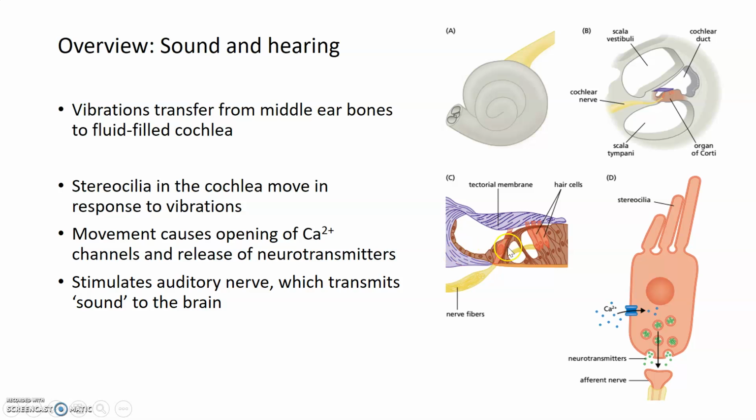And the movement of stereocilia inside of the cochlea causes opening of calcium channels and the release of neurotransmitters, which you can see really well in this image in D here. Right? And so you would have stereocilia that move back and forth in response to a sound vibration in the cochlea. When they bend, they trigger opening of this calcium channel here, and that calcium influx causes release of neurotransmitters from these particular what are called hair cells. And the release of neurotransmitters stimulates nerves, and then that transmits the sound to the brain.